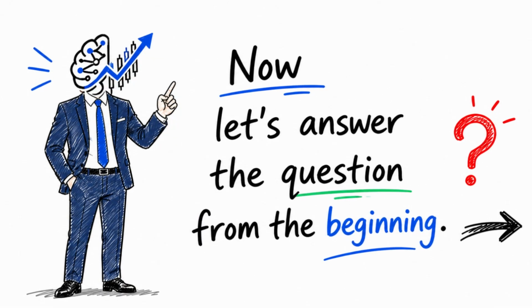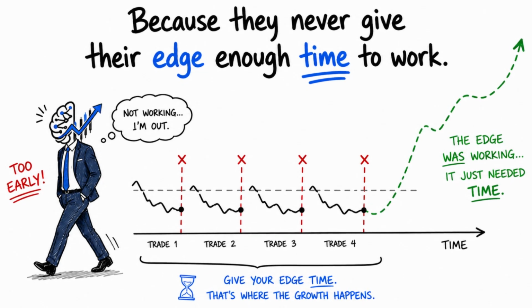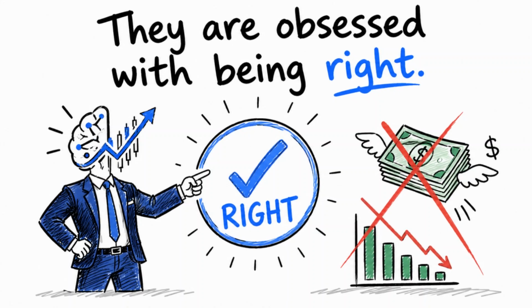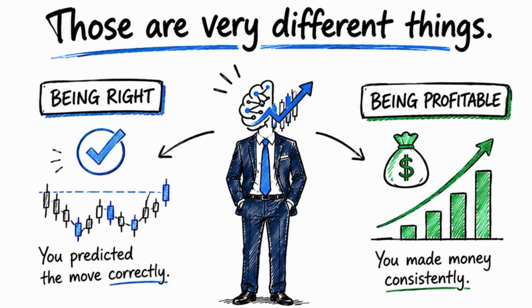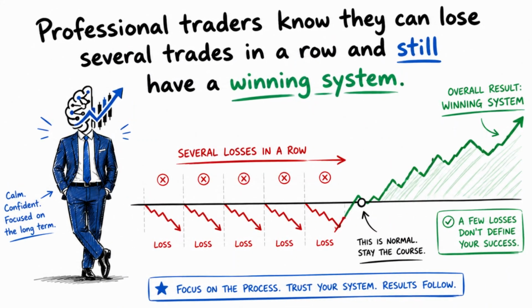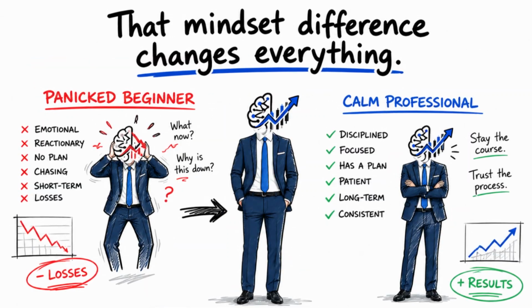Now let's answer the question from the beginning. Why do most traders lose? Because they never give their edge enough time to work. They judge everything based on short-term results. They are obsessed with being right when they should be focused on being profitable. Those are very different things. Professional traders know they can lose several trades in a row and still have a winning system. Beginners think 3 losses means disaster. That mindset difference changes everything.